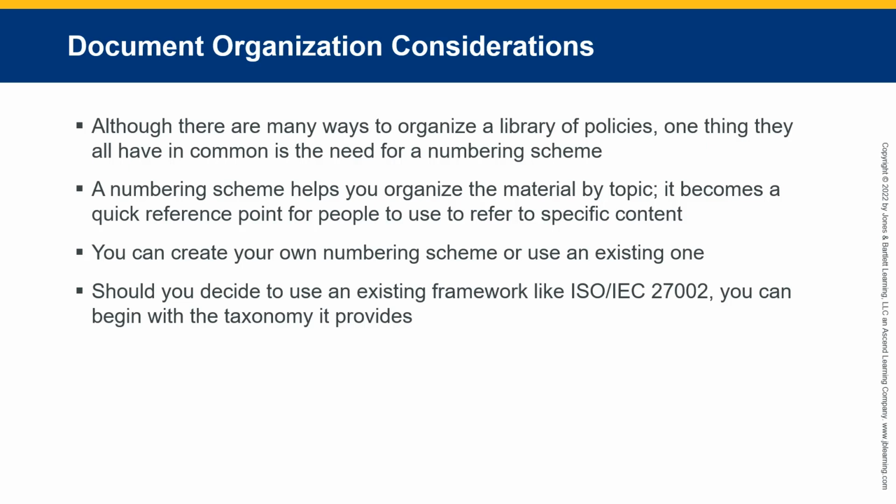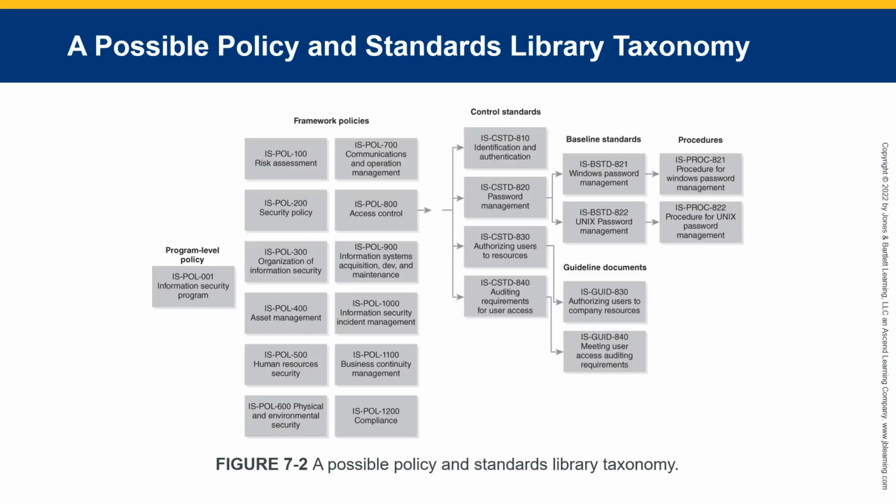You can create your own numbering scheme or use an existing one. Should you decide to use an existing framework like ISO/IEC 27002, you can begin with the taxonomy it provides. Figure 7.2-2 is a possible policy and standards library taxonomy. It gives you a view there of what it actually consists of.